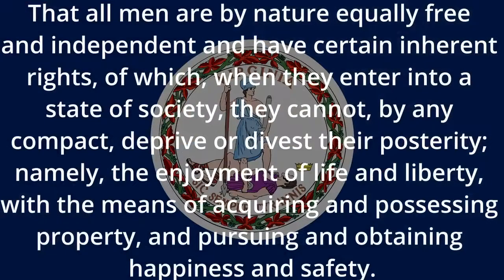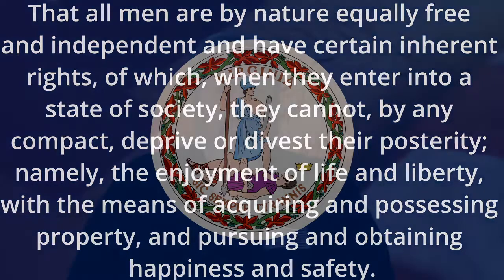The Virginia Declaration of Rights is broken down into 16 sections. Today, we'll look at the first 8. Now, Section 1 reads, that all men are by nature equally free and independent and have certain inherent rights of which, when they enter into a state of society, they cannot, by any compact, deprive or divest their posterity, namely the enjoyment of life and liberty, with the means of acquiring and possessing property and pursuing and obtaining happiness and safety. We find a similar theme in the second paragraph of the Declaration of Independence.